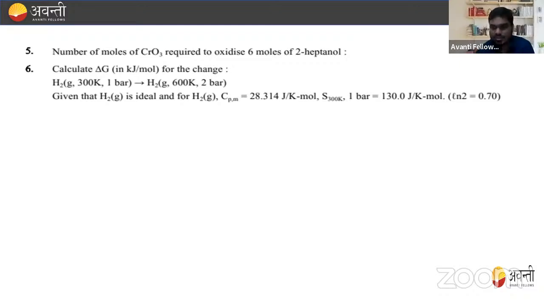So the correct answer for this question is 4, right? So the correct answer for this question is 4. So how will you write this? Just understand this so that you are able to write this.